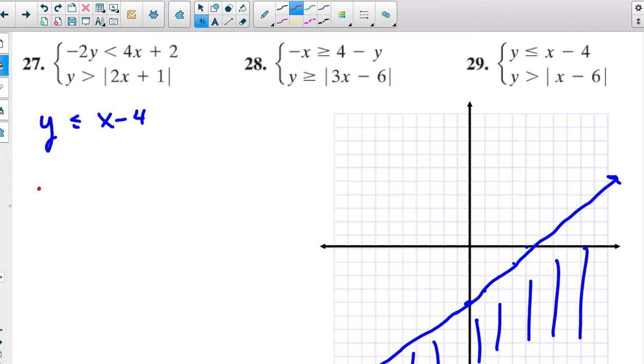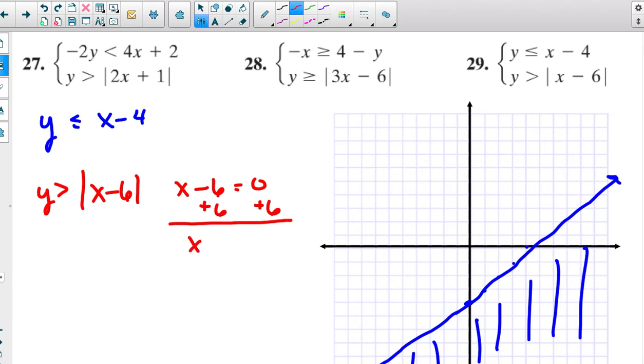Looking at the absolute value inequality, we have absolute value of x minus 6. Well, I have to set that x minus 6 equal to 0. Add 6 to both sides, and you have x equals 6. So then on your table of values, 6 is in the middle, and then you should have 5, 4, because that's less than, and 7, 8, because that's greater.